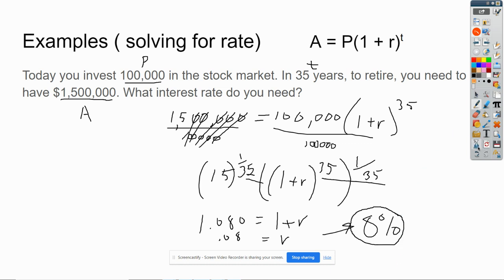The stock market on average will make about 9.8% per year. So this is pretty obtainable. This is probably going to happen because if you need 8% and the stock market's getting you 9.8%, you'll probably end up with more than 1.5 million in this case. But that's the math. That's all I have for this video.